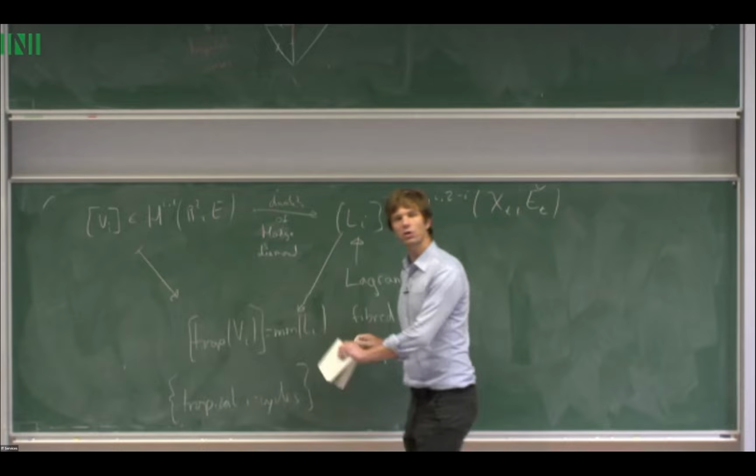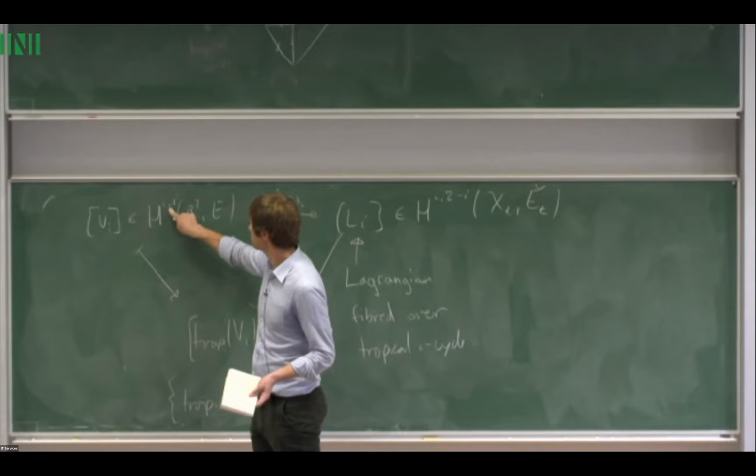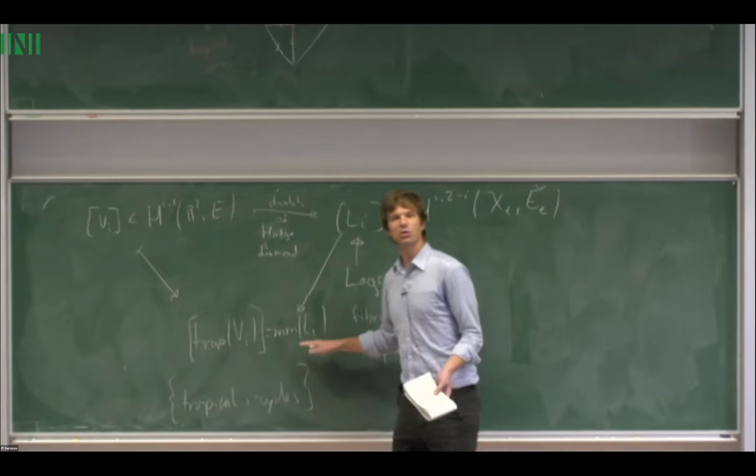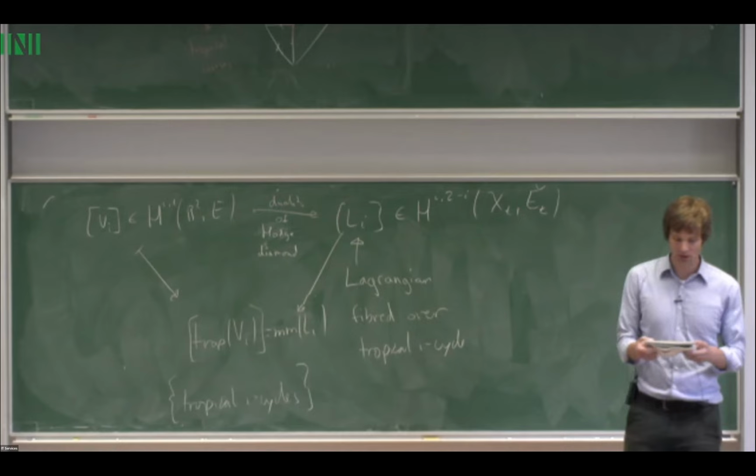So why am I telling you about this? Well, now we could expect that each of these is one-dimensional for H^{0,0}, H^{1,1}, H^{2,2}. Well, we could look at their tropical cycles, look at a corresponding Lagrangian, and integrate over that. And maybe this is going to give us back these periods. Yeah. And that's exactly what happened. So let me make that a little bit precise.